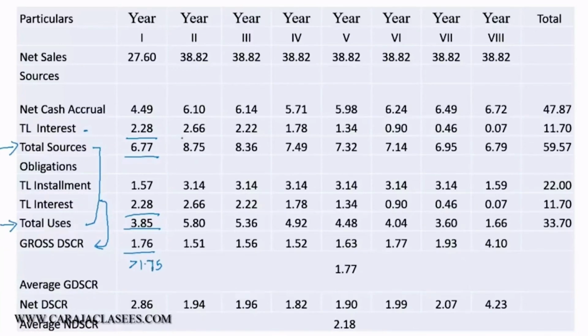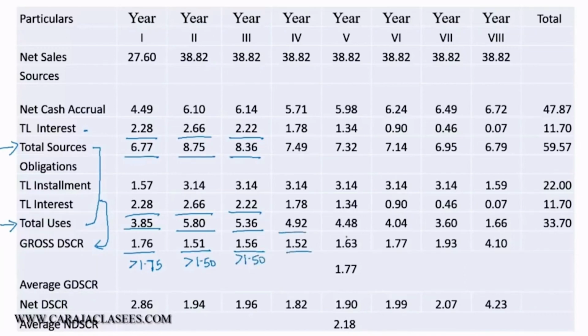Look at year 2. They had source of 8.75, whereas the repayment obligation is only 5.8 crore. So 8.75 divided by 5.8, you get 1.51. But still this is okay for that bank because it is greater than 1.5, because I told you this bank accepts DSCR at 1.5 level. Year 3, 8.36, whereas total uses are 5.36. So 8.36 divided by 5.36, it is 1.56. That is the DSCR. It is also greater than 1.50.